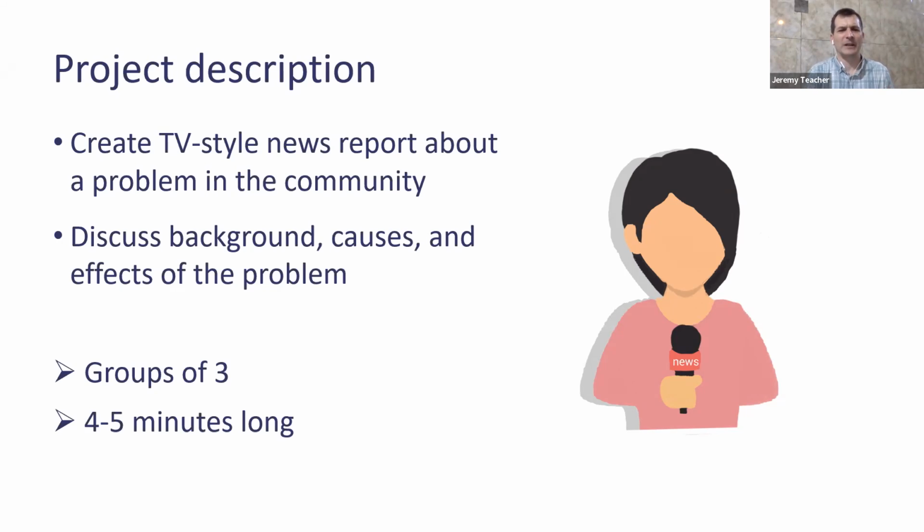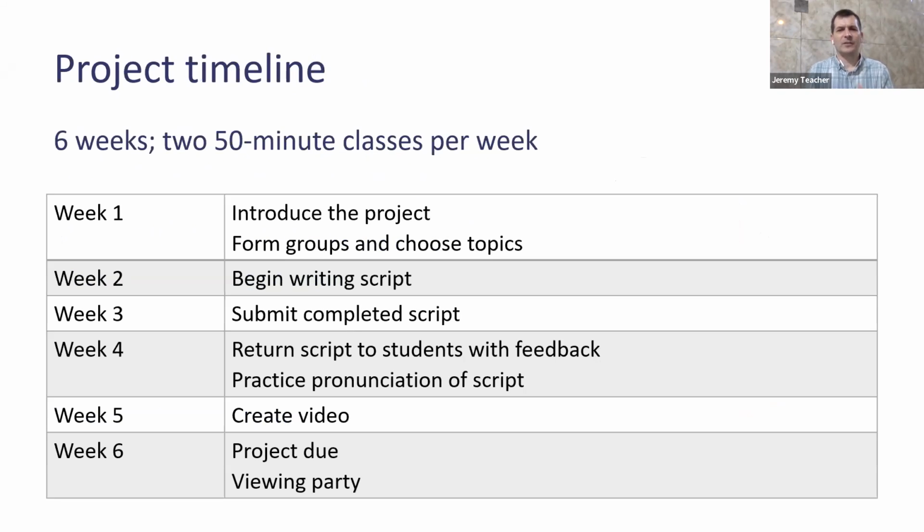Now let's look at the timeline of the project. The project went for about 6 weeks. I think I allowed them a little more time than that, but this was my original plan, 6 weeks. And the class met 2 times a week for 50 minutes each class period. So you can see here on the table what I did in each week. In week 1, I introduced the project, I formed groups, and then the students chose their topics. In the second week, they began to write their script. And at the end of the third week, they submitted the completed script for their news report.